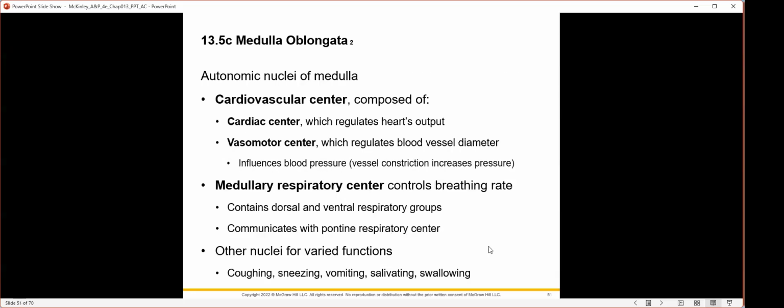Some of the main purposes of the medulla oblongata, though, are going to be these cardiovascular and respiratory centers. The cardiovascular center is going to regulate the heart's cardiac output. It also has a vasomotor center, which is going to control blood vessel diameter for increasing or decreasing blood pressure. Just like pons, there's also a medullary respiratory center in the medulla oblongata that controls the breathing rate.